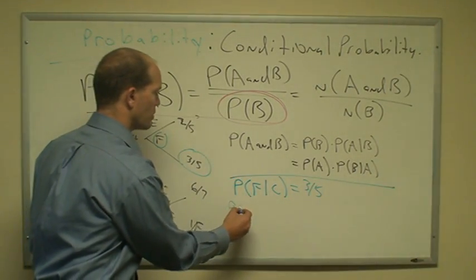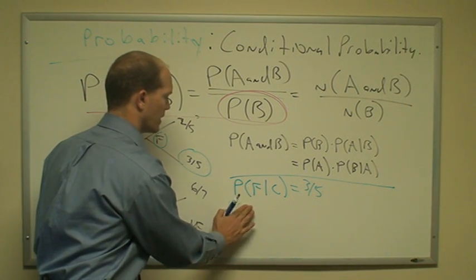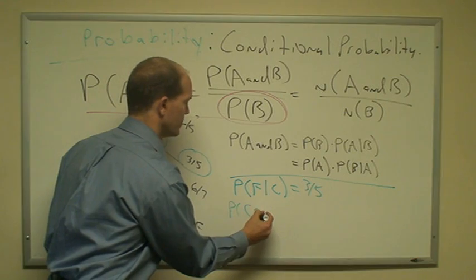Well, let's suppose we wanted to know the probability that both F and C happened, or I could write it either way, C and F happened.